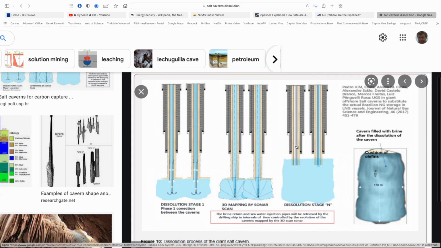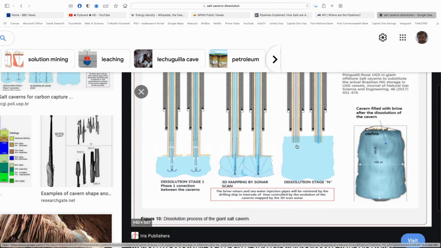When you're making it, you circulate water, you dissolve the salt, you take the brine out, you let it evaporate in lined basins on the surface, sell the salt. And then once you have your cigar-shaped conduits developed, these conduits might be 1,000 feet tall, they might be a couple of hundred feet in diameter.